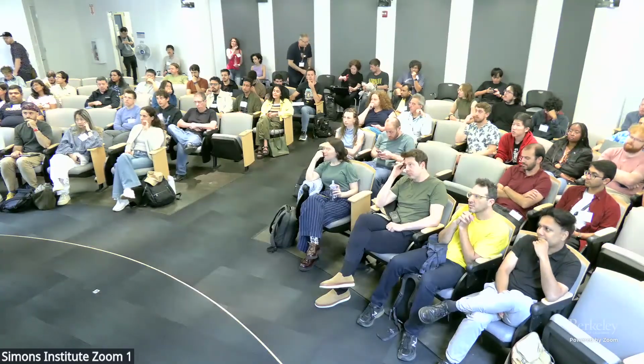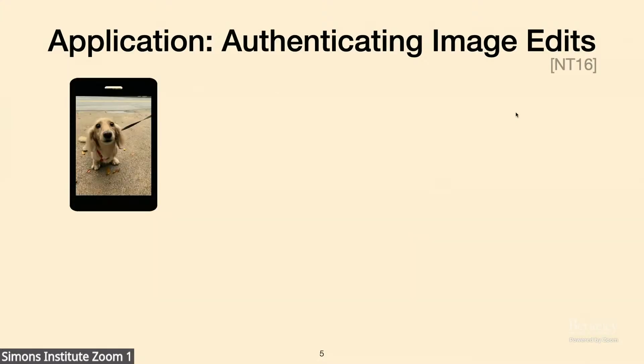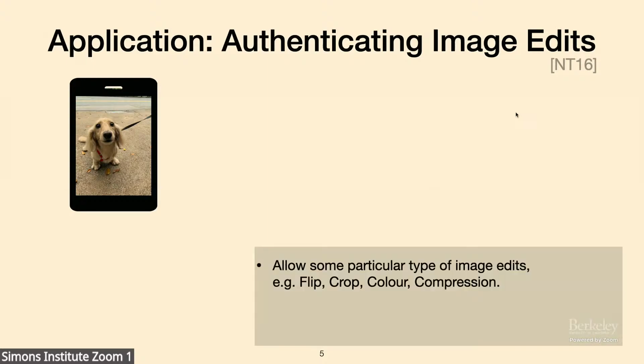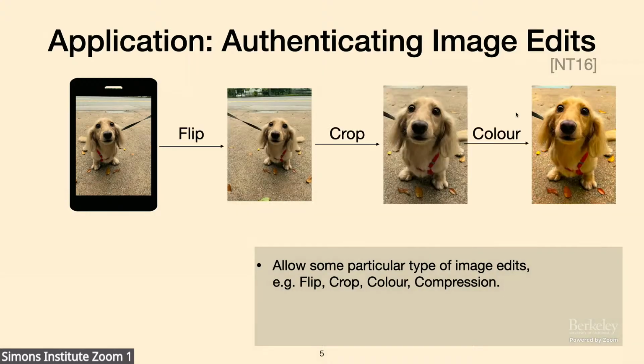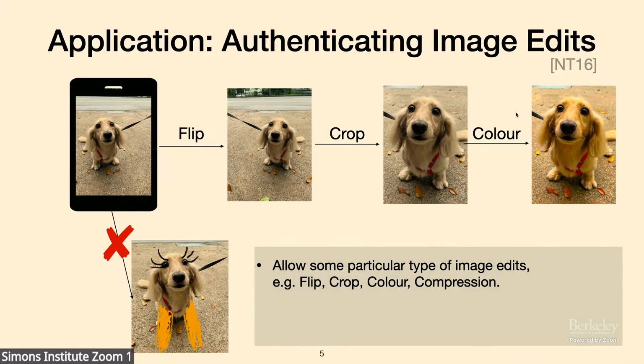Okay, so application. I never get to do the slide, so I kind of went ham with it. One application is, for example, if you want to authenticate image edits. So for example, you take this one really cute picture of this dog. His name is Bean. And maybe you want to allow some particular type of image edits. For example, you want to allow someone to take this picture and flip it, or crop it, or color it, and so on. What you don't want them to do is some terrible Photoshop of this picture, right? So what we can do is use IVC to authenticate each edit.